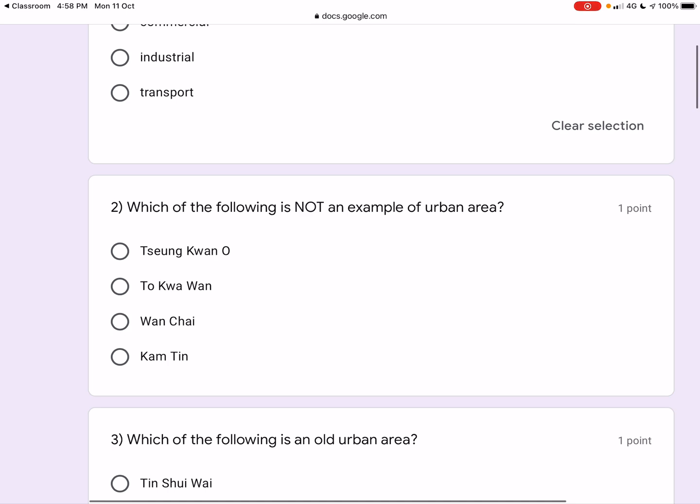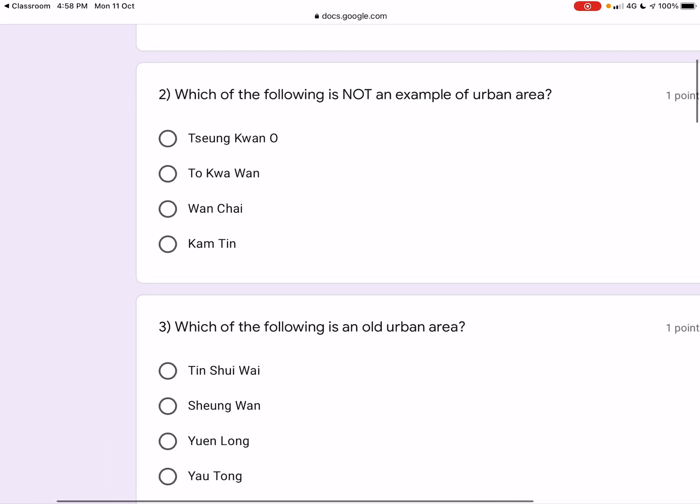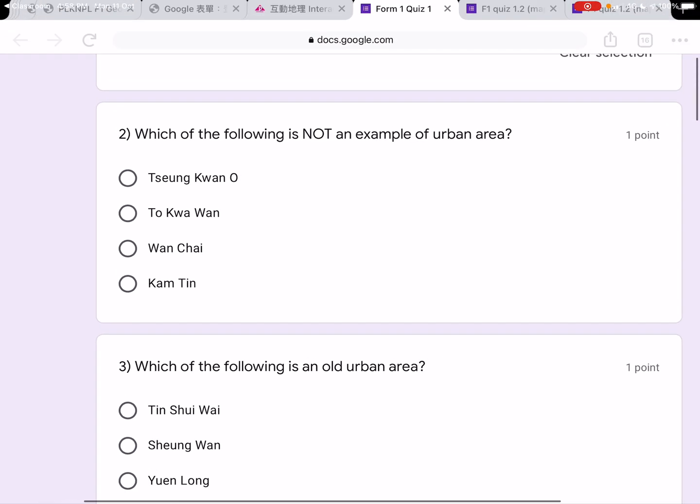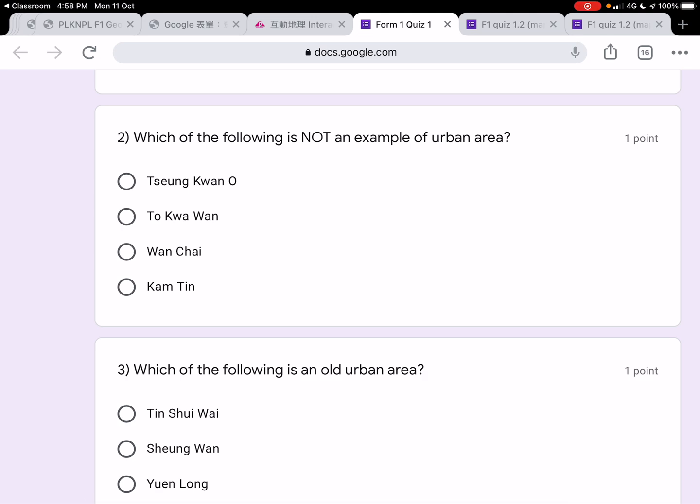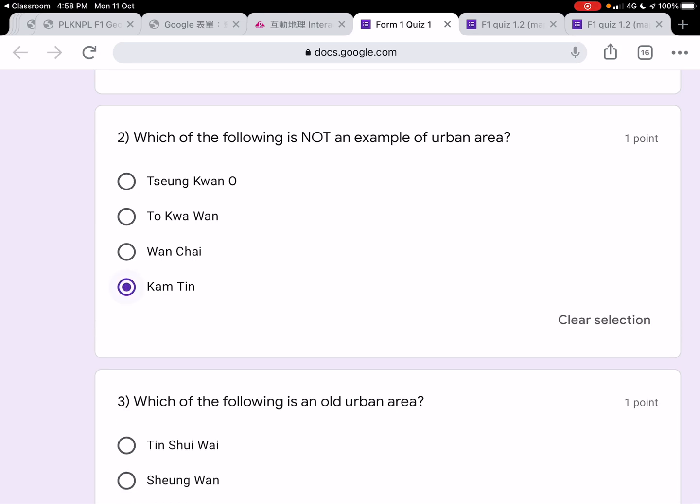And then, which of the following are not examples of urban areas? Tseung Kwan O, you know there are a lot of buildings. Tu Kwa Wan you should also be familiar with, because you study there. Wan Chai definitely has a lot of buildings as well. How about Kam Tin? Where's Kam Tin? It is in between Yuen Long and Shaanxi. It is quite a rural area, so the answer should be Kam Tin.